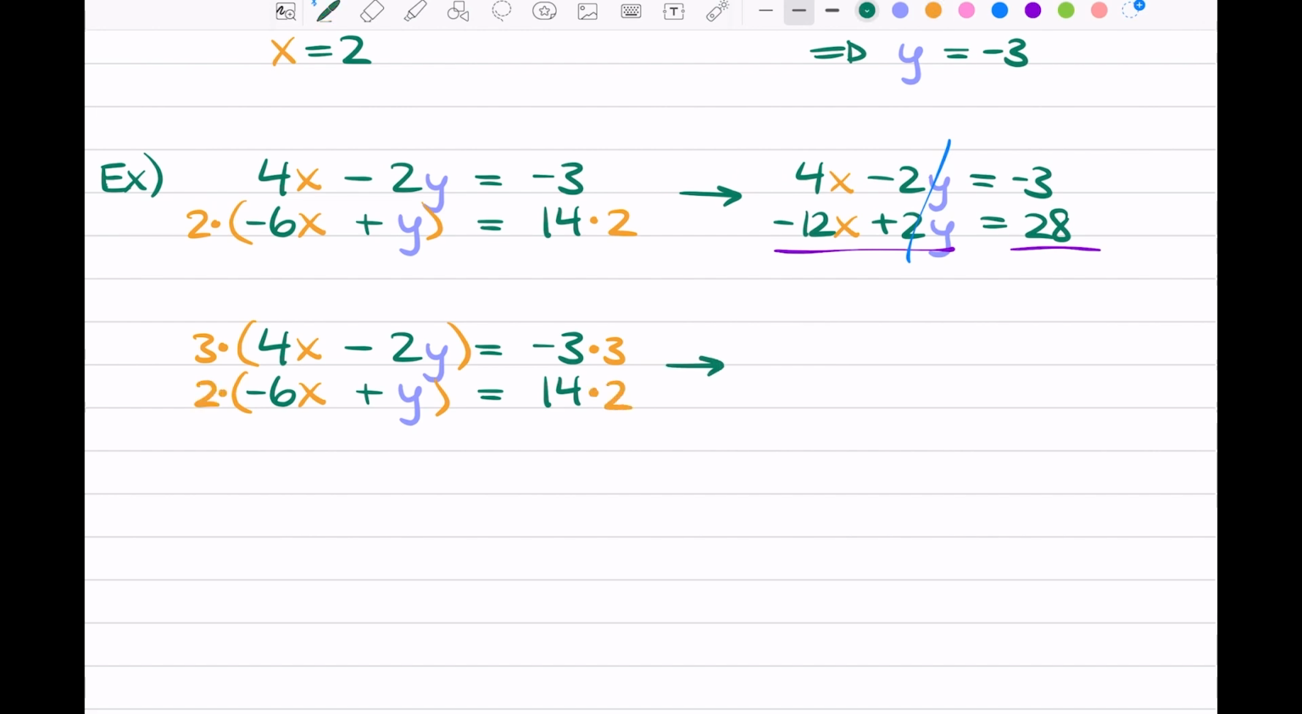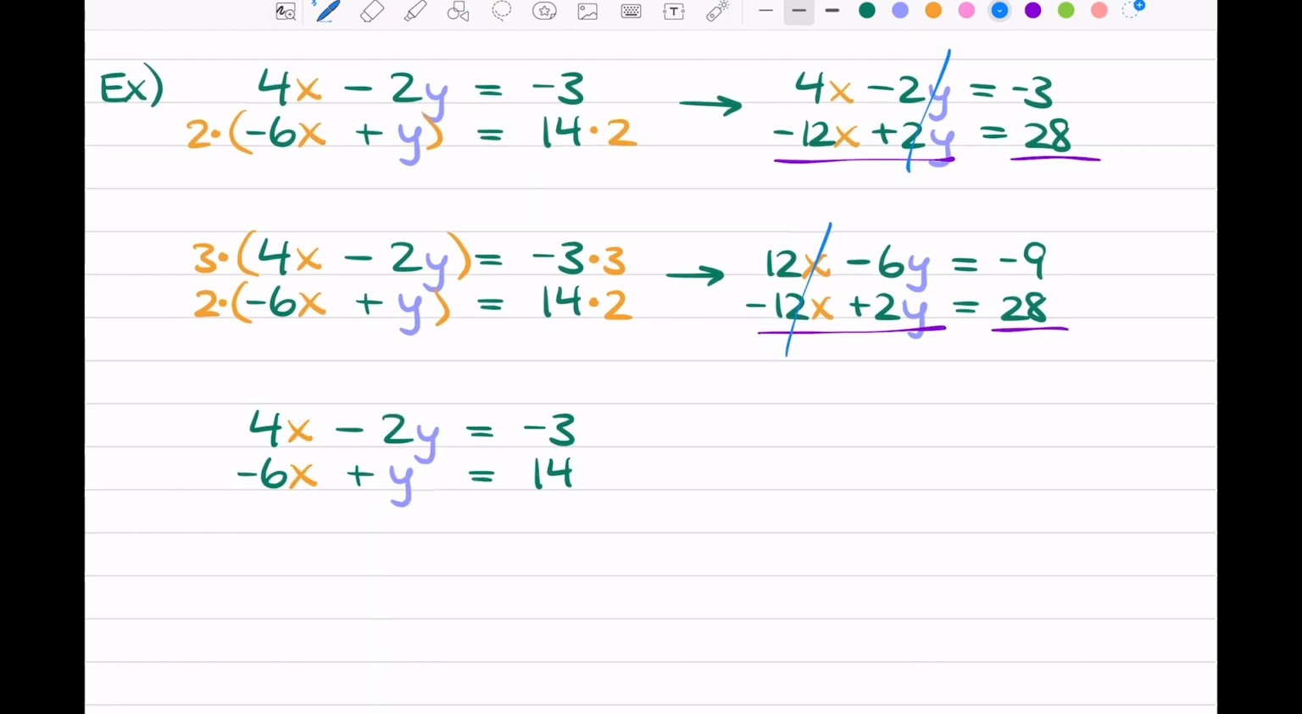That leads to 12x minus 6y equals negative 9. And on the bottom, we have negative 12x plus 2y equals 28. So when we add up the pieces on the left side and the pieces on the right side, we'll see that our x's cancel. Let's try solving this problem one more way.